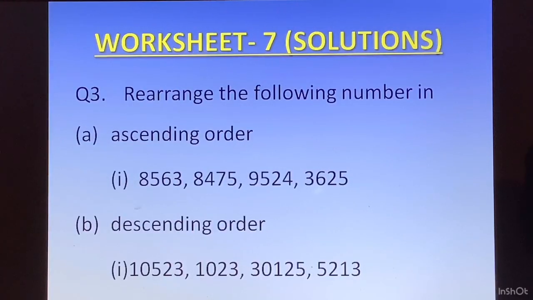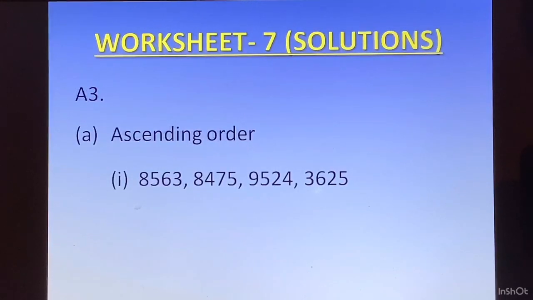Question number 3. Rearrange the following numbers in ascending order. For ascending order, we go from small to big. All of them are 4-digit numbers. So we compare the first digit of each. 8, 8, 9 and 3. 3 is the smallest digit. So 3625 is going to be the smallest number.